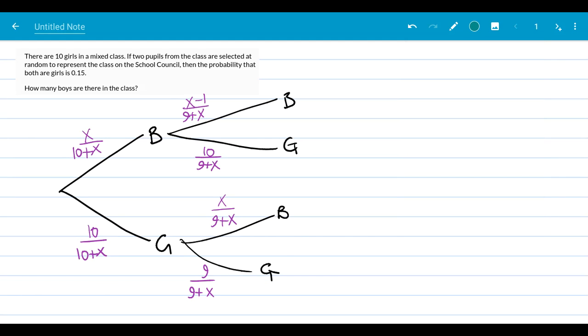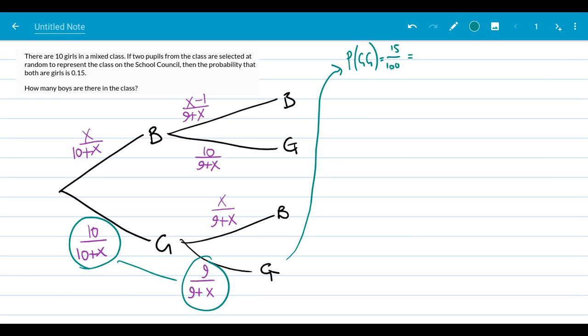Now, from here, I know that the probability of getting a girl and a girl is 15 over 100. But I also know that it is the probability of this multiplied by this. So we can write that out as 10 over 10 plus X times 9 over 9 plus X. Okay, so this looks like it's going to end up being a quadratic to solve.